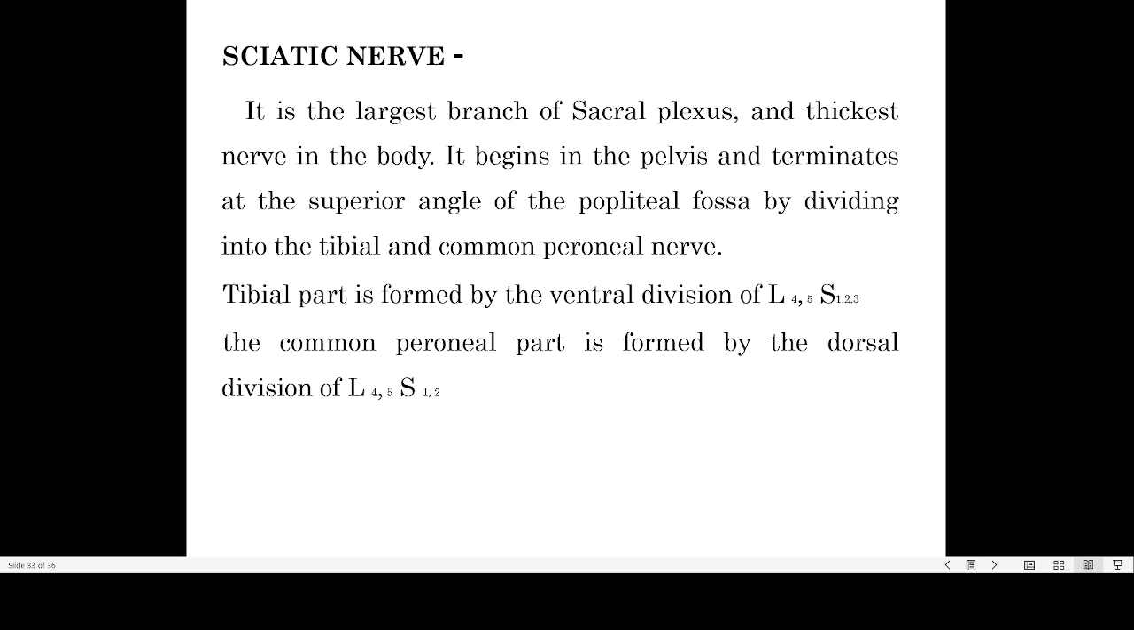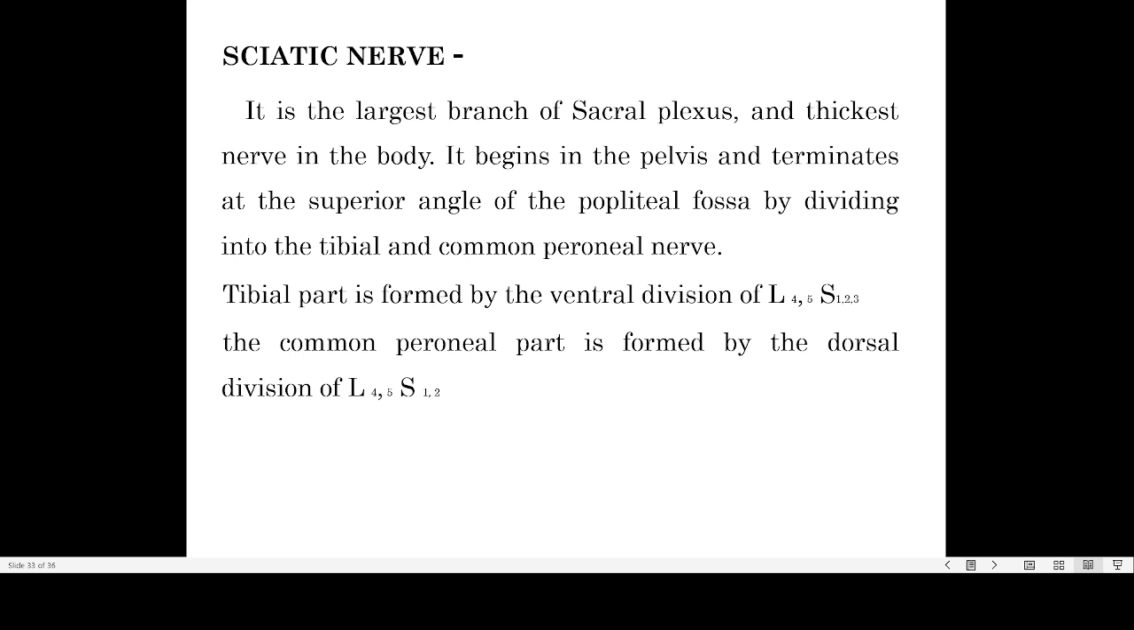You can take it as a component, not as branches, because starting with the spinal segments, they have two components after uniting by the ventral rami of L4, L5, S1, S2, S3, that divide as ventral and dorsal divisions. So those divisions will mix as a portion of branches.